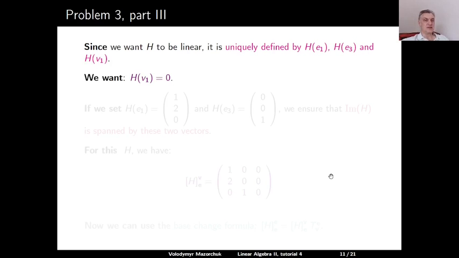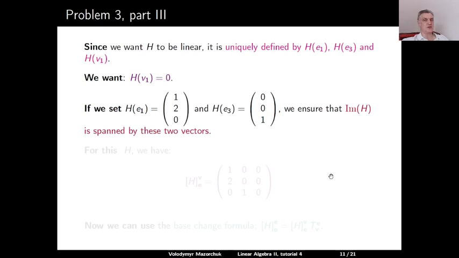Now it is also requested that the vectors (1, 2, 0) and (0, 0, 1) should generate the image. And one of the easiest ways to ensure this is to assume that H sends the basis vector E1 to (1, 2, 0), and the basis vector E3 to (0, 0, 1). Then these two vectors will be automatically in the image. And so the image will be spanned by these two vectors, because the third basis vector is sent to 0.